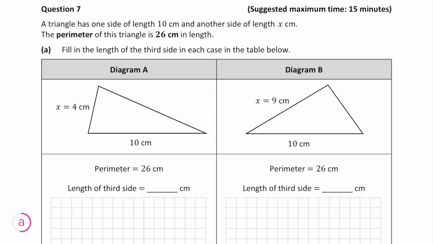side in each case. Starting with diagram A, to find the length of the third side, we take the length of the other two sides away from 26, which leaves us with 12 centimeters. Moving on to diagram B, we do the same thing. In this case, the length of the third side is 7 centimeters.